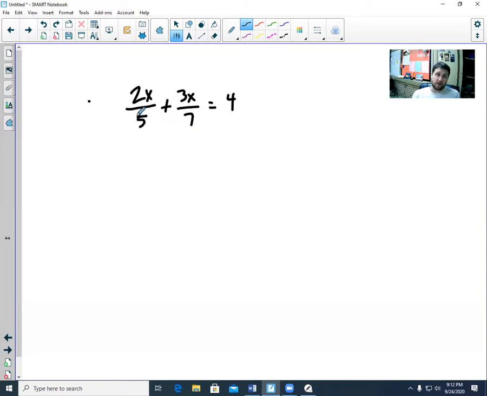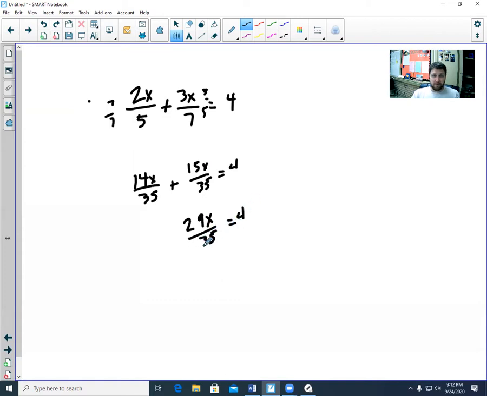So what I'm going to do is find common denominators here. This one I'm going to multiply by 7 over 7. This one I'm going to multiply by 5 over 5. And then I'm going to end up with 14x over 35 plus 9x, it's 15x. Can't read my own handwriting. 15x over 35 equals 4. And then I'm going to end up getting 29x over 35 is equal to 4. I'm going to multiply both sides by 35 to get rid of this. So I'm going to get 29x equals 140. Divide each side by 29. I just made this one up off the fly.